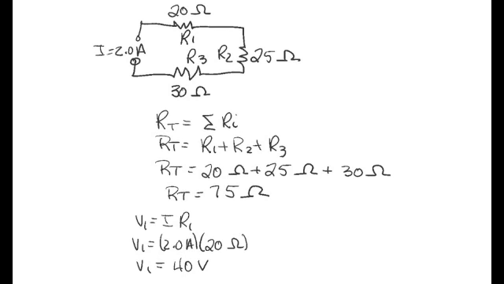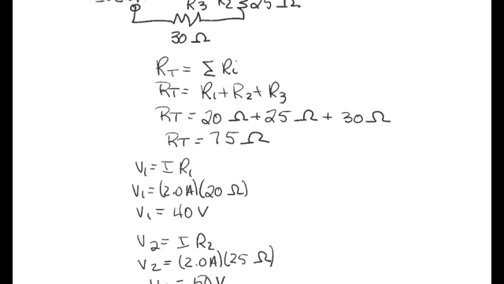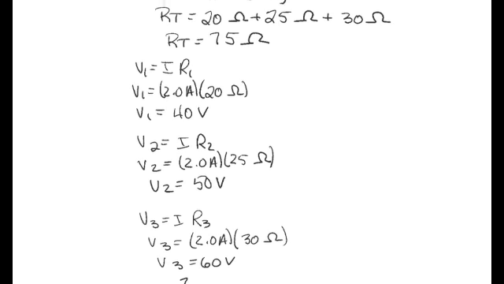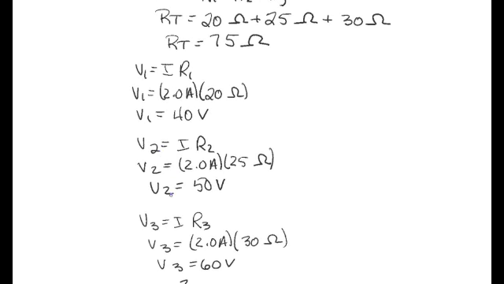Well, first of all, we find the total resistance, which is merely the sum of the 3. Turns out to be 75 ohms. Voltage drop in resistor number 1. And remember, the amperage is the same everywhere in the circuit. So voltage drop 1 is equal to I times R1. Do the substitution, you get 40 volts. Work through V2 and V3, you get 50 and 60 volts.